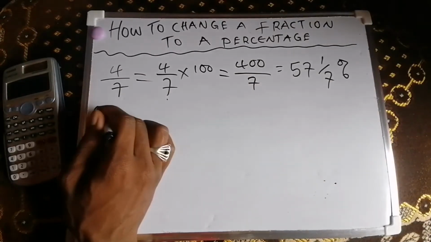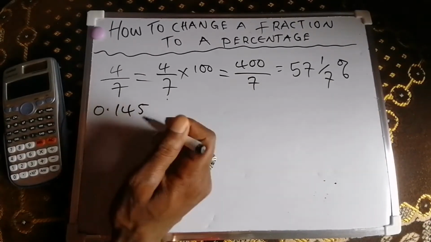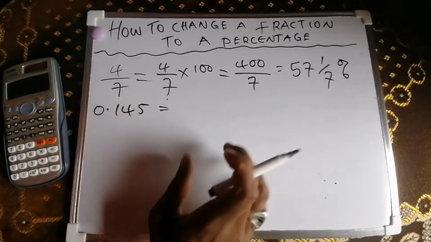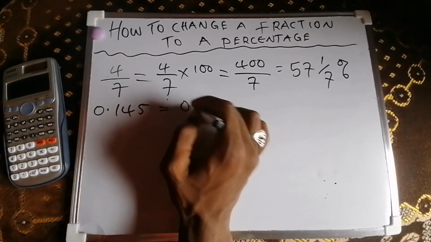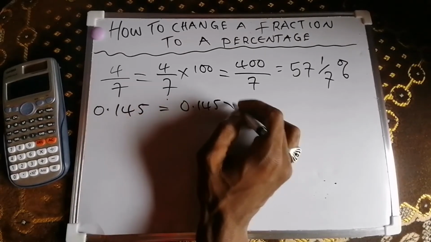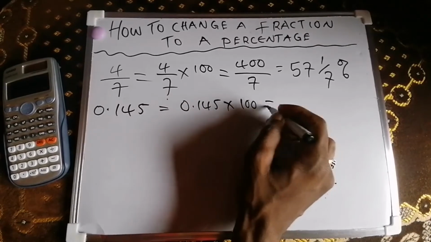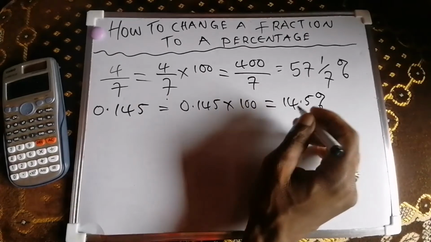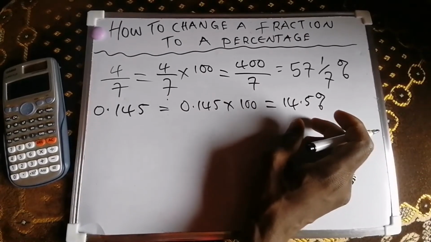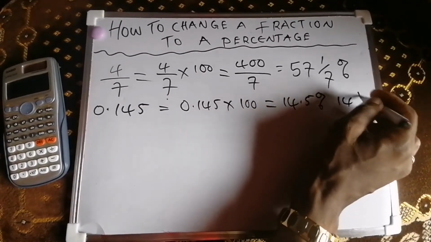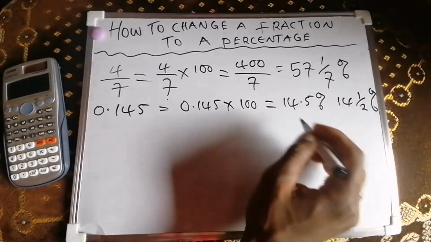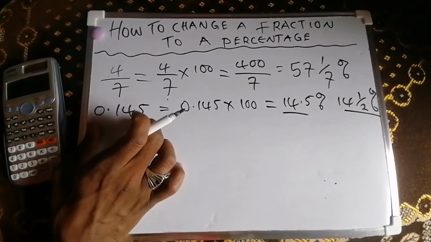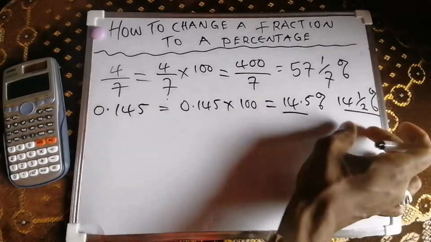Another one, we have 0.145. We are given this number to change it to a percentage. So definitely we are going to say 0.145 times 100, which equals 14.5%. So we have gotten our answer. If we like, we may say 14.5%. These are all the same thing. So we have changed this decimal fraction to a percentage number.